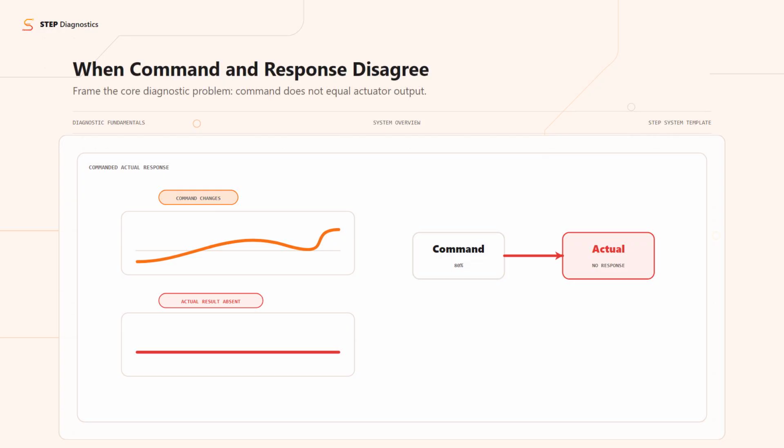You command an actuator, maybe a relay, solenoid, or valve, using a scan tool. The tool reports commanded on, but nothing happens at the actuator. Why can the ECU show the command, but the system stays silent? Understanding this mismatch is crucial for effective diagnosis.